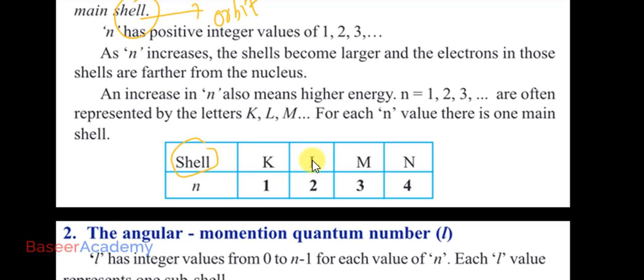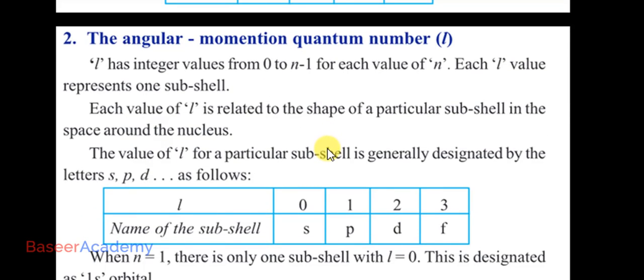And now we'll learn about the angular momentum quantum number. Angular momentum quantum number is denoted by lowercase l, and it takes values from 0 to n minus 1. Each l value represents a subshell. Each value of l is related to the shape of a particular subshell in space around the nucleus. If the l value is 0, the name of the subshell is s. l is equal to 1 means p subshell. l is equal to 2 means d subshell. l is equal to 3 means f subshell.